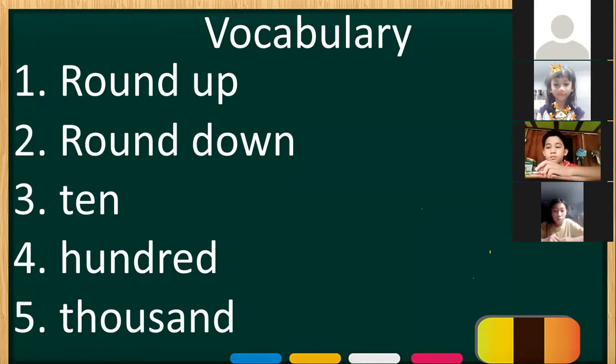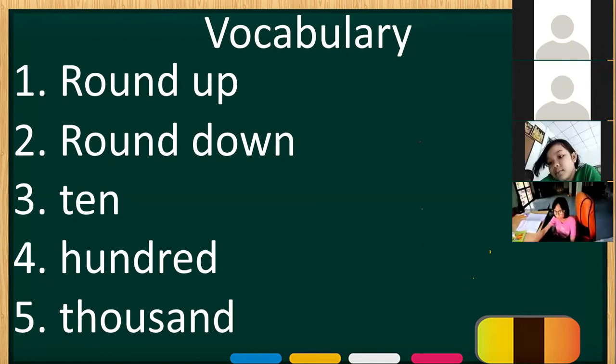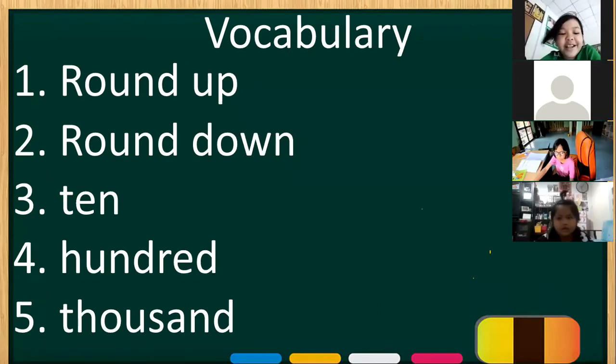Yes. Please read. Round up, round down, 10, 100, 1,000. Okay, good job. Next will be Popa. Round up, round down, 10, 100, 1,000. Thank you. Very good for that. Next will be Iki Girl. Round up, round down, 10, 100, 1,000. Very good. Thank you. Next will be Baipu.